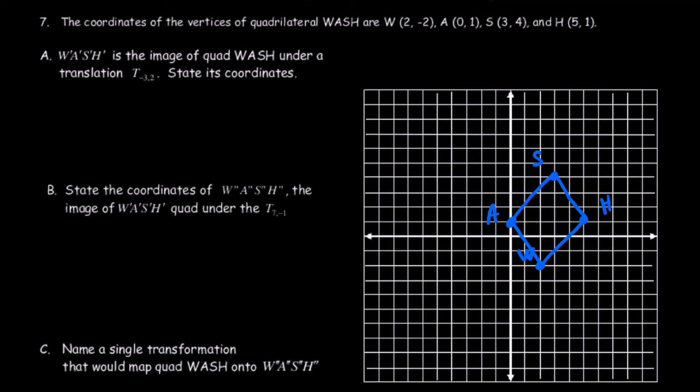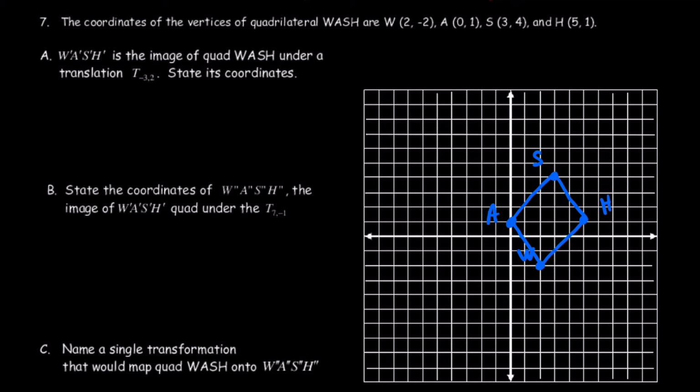Now what we are going to do is I want to find the image of that after a translation of -3, 2. There's a couple different methods for doing this. One of them is to get the coordinates first, then graph the coordinates. The other method is to graph it first, then write down the coordinates. And it doesn't matter which way you do this, you need to have both things, so order doesn't matter.